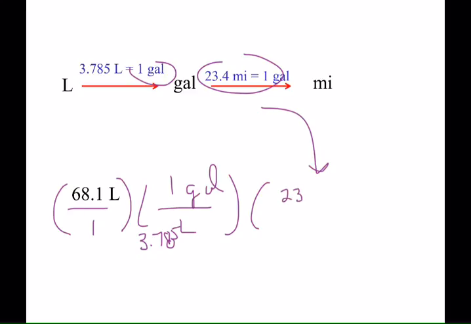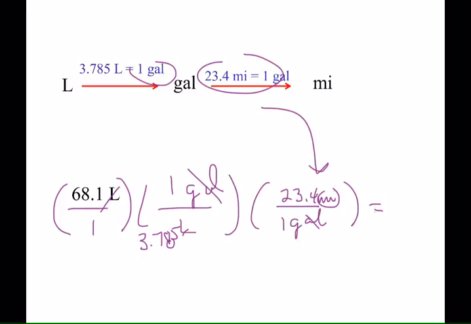And then we're going to go from gallons to miles using this relationship. The mileage, 23.4 miles in 1 gallon. And then units of gallons will cancel. So liters cancel here, gallons cancel here. We're left with units of miles, which is exactly what we want to be left with. So that's using the factor label method to work this problem.